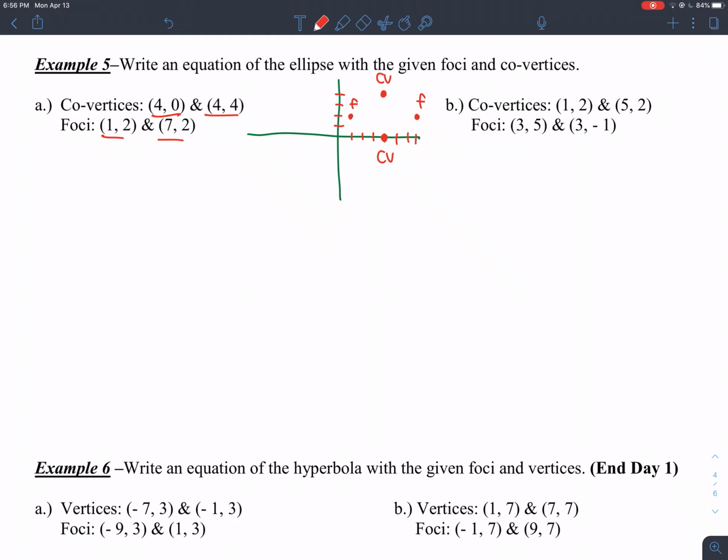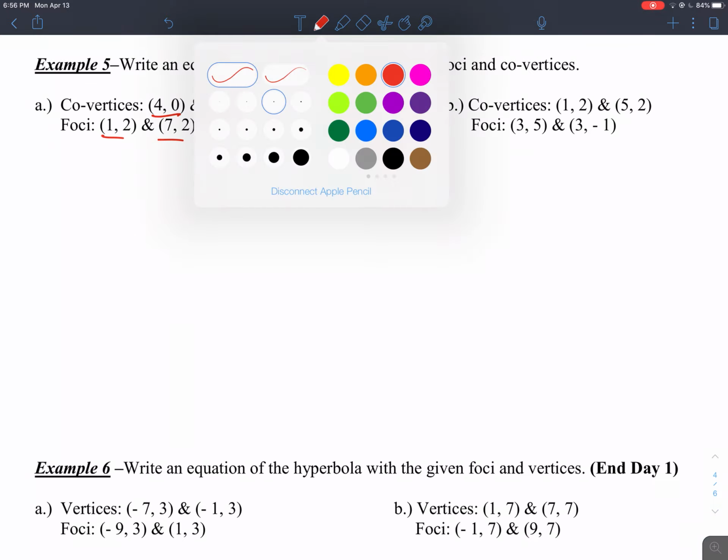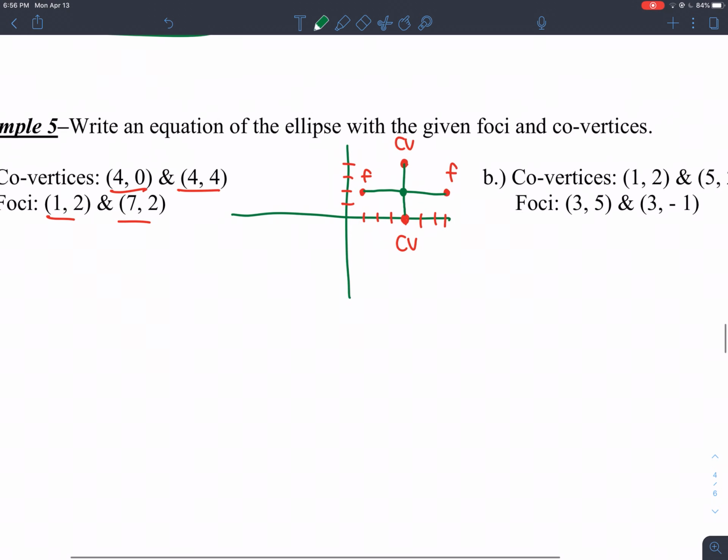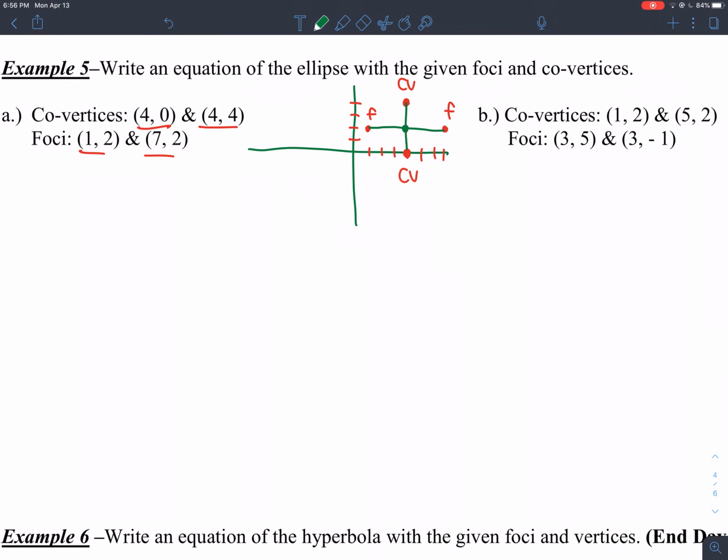So now, you have to remember what they gave us. They gave us the covertices and the foci. All right. So what I know now is that this is the minor axis. This would be the major axis. And then I know that this is the center right here. So you can at this point read the center off of your quick rough sketch. The center is at (4, 2). I know the center immediately.